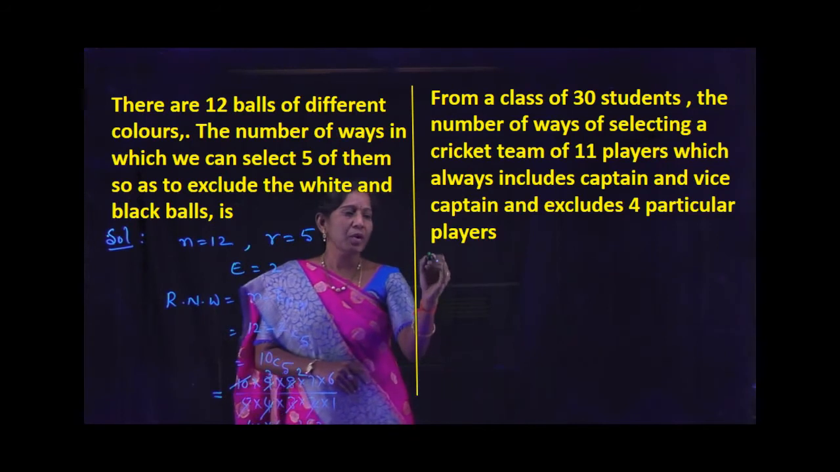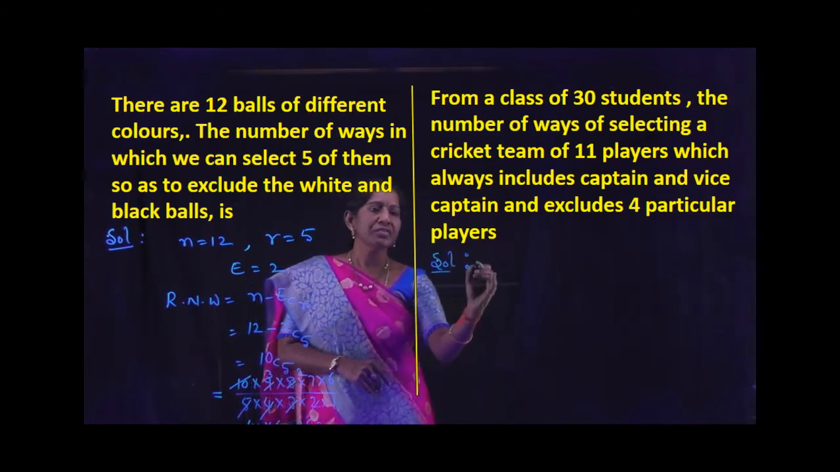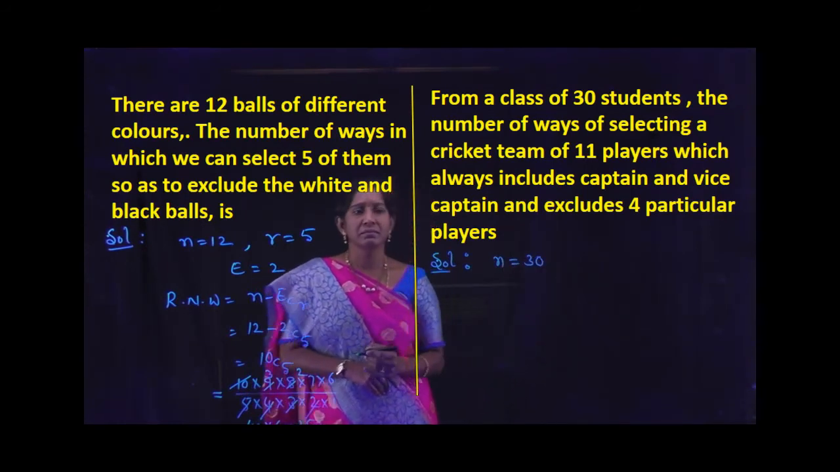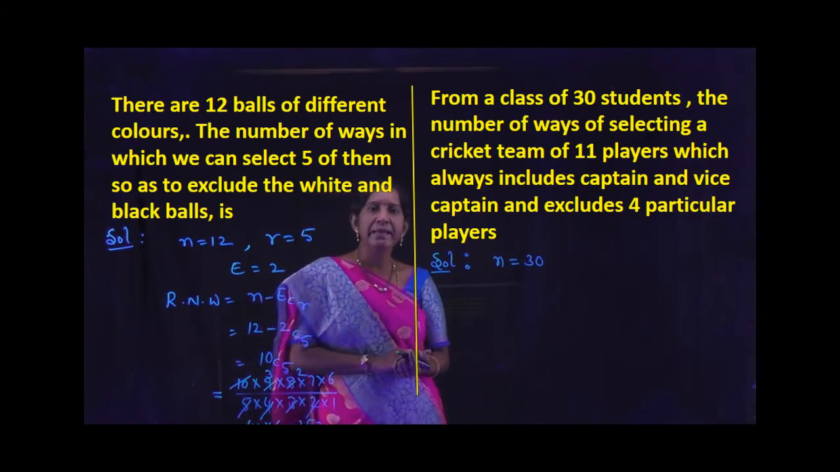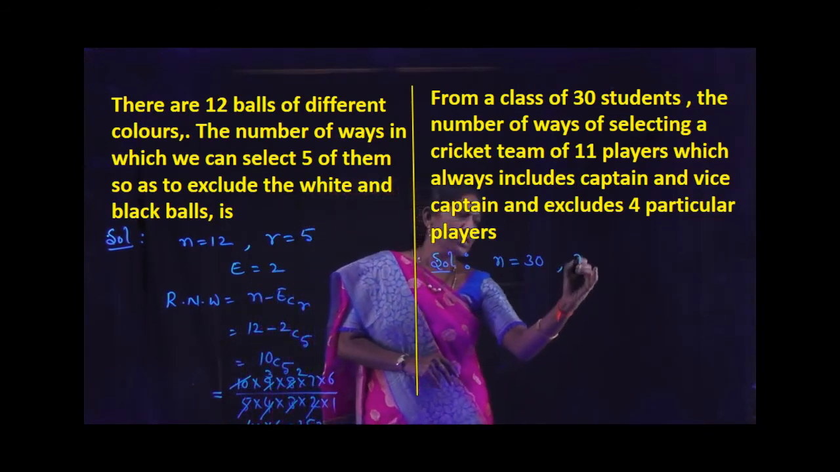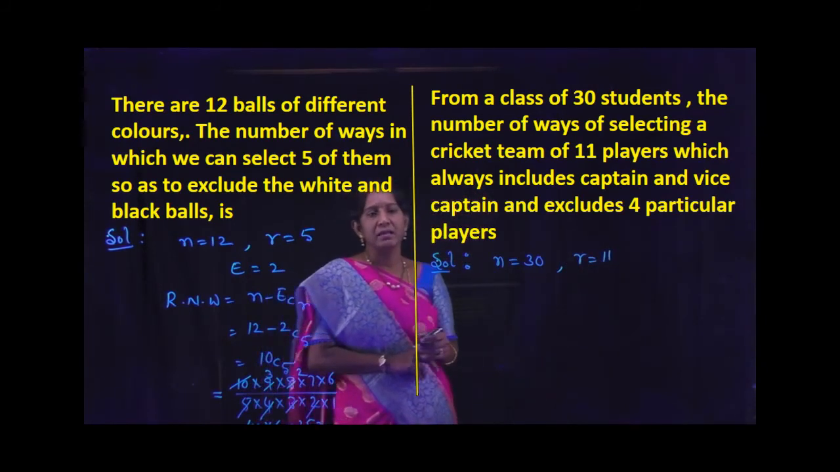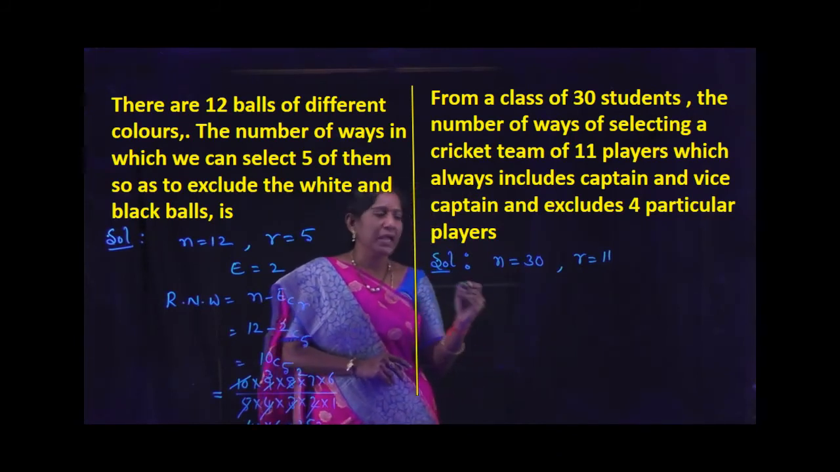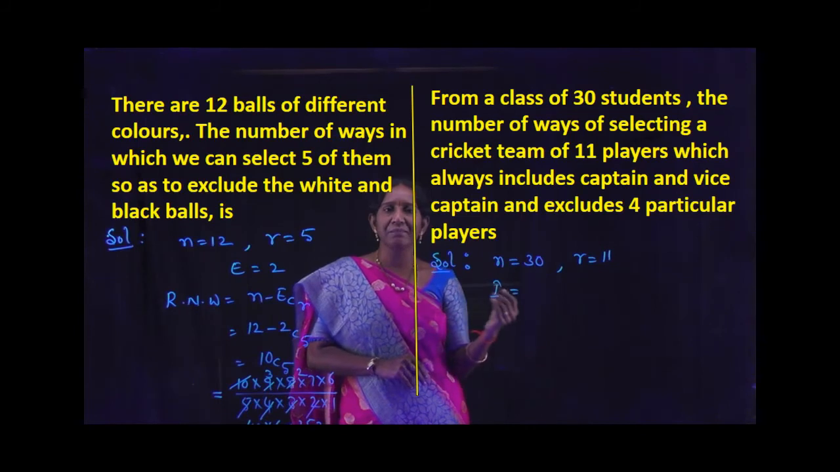Come to the next problem. From a class of 30 students, so n equal to 30 is there. The number of ways to select a cricket team of 11 players. Select things are denoted by r. So r equal to 11 is there, which includes the captain and vice captain, including things given by i. So i is captain and vice captain, so 2 members are included.